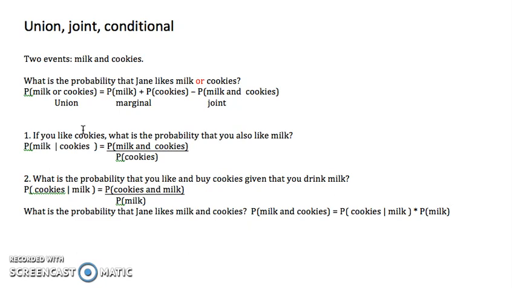Okay? So we work on the union. That's the sum of two marginals minus the joint. For the conditional, it's the joint of both events divided by the condition. And for the joint, it's simply a rearrangement of the conditional formula. We simply cross multiply. Okay? And that's it for this one. Hope you like and understand. Hope it's clear enough and it helps you. Okay?